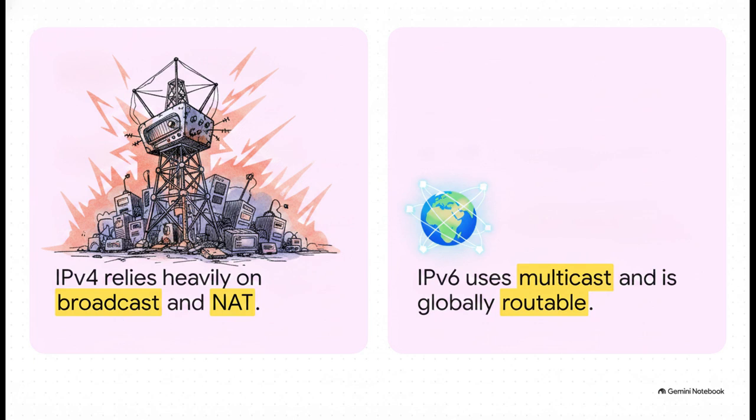Seriously, if you try pinging 255.255.255.255, it's going to get you exactly nowhere. IPv6 completely replaces broadcast with multicast. On top of that, the protocol assumes pretty much every device is potentially globally routable, which fundamentally changes your entire security posture and means you simply cannot rely on NAT the way you used to.